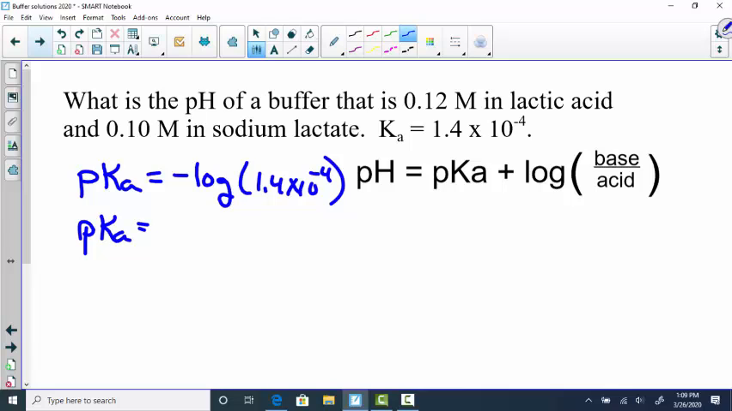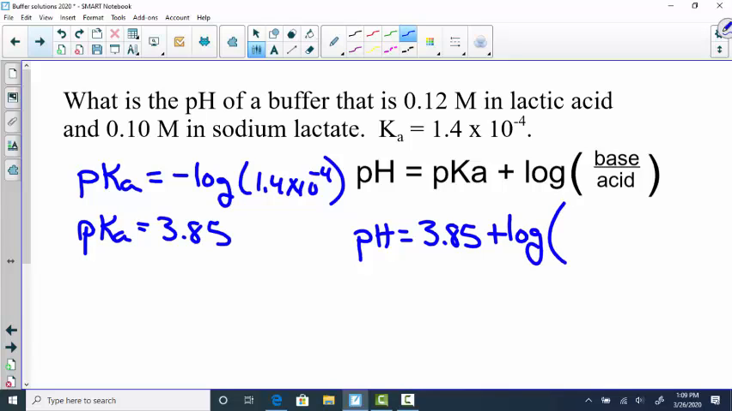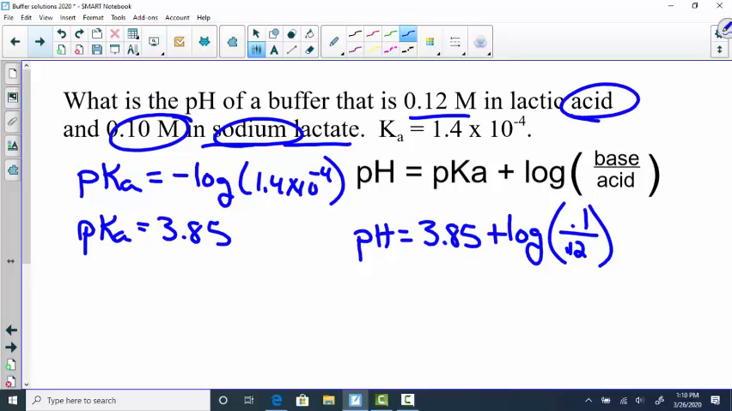So the pKa in this particular problem is going to be 3.85. Again, I encourage you to do that. But then we can just use the Henderson-Hasselbalch, which is the pH is going to be 3.85 plus the log of the base, and the sodium lactate tells you that that's the base, okay, and 0.12 is the acid. It literally says acid.